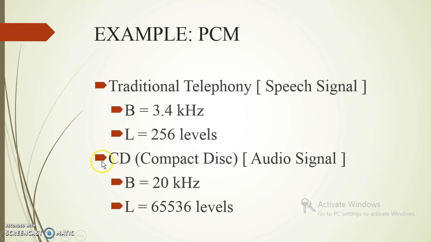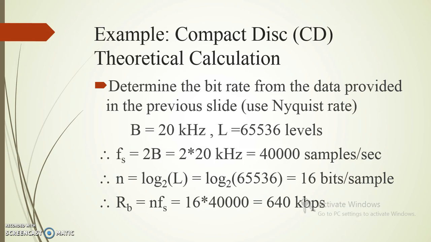The second example of PCM is the compact disc, wherein an audio signal has to be recorded. In that case, the maximum modulating frequency is taken as 20 kilohertz, and the number of levels is also kept very high, so that you can capture even minute components, that is 65,536. Now using this data, let's try to calculate the bit rate for the compact disc. Here we will go through the theoretical calculation.